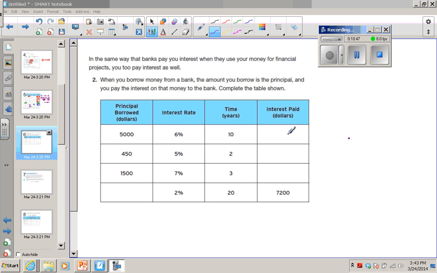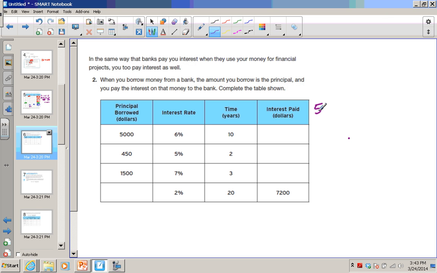And then this will be the total amount of interest paid. So you follow the same process. We're going to do 5,000 times 6%, which is 0.06, times 10 years, and that's going to give me this total of $3,000. So go ahead and calculate those.